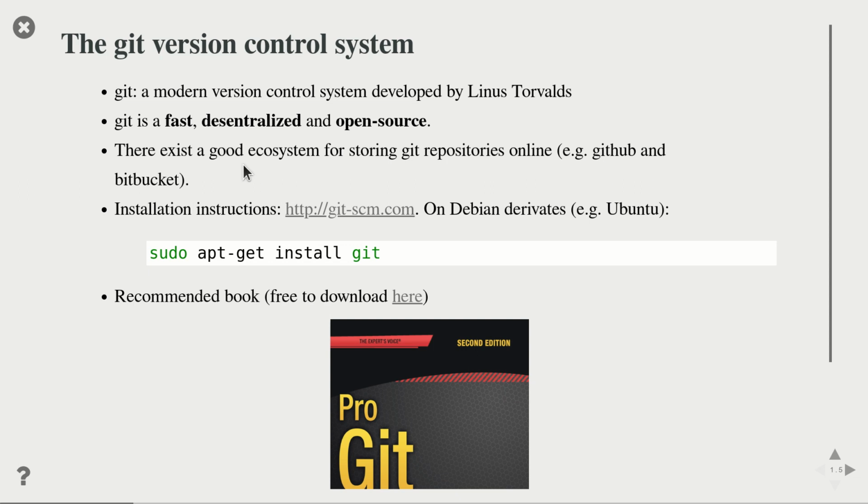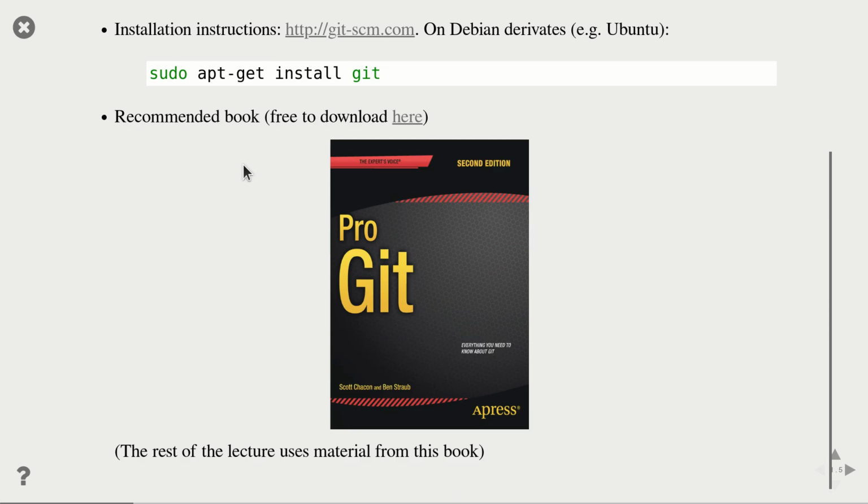Installation is fairly easy. If you're on an Ubuntu machine, you just type in sudo apt-get install git. And then there's a very good book that I recommend. It's free to download here. And part of the lectures is actually inspired by that book.